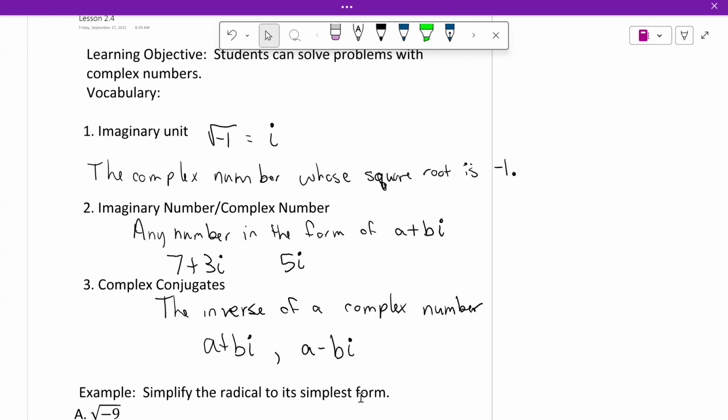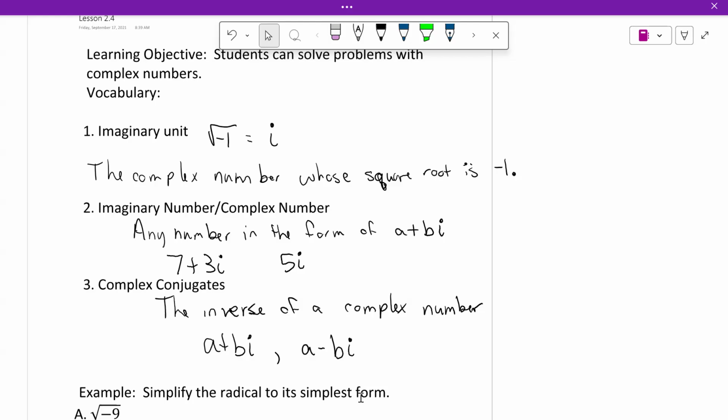So an imaginary number or complex number is any number in the form of a plus bi, like 7 plus 3i. Here's the real part, here's the imaginary part. It can be just written as 5i because you can have just the imaginary part. But that's still in the form of a plus bi because it's 0 plus 5i. Okay? Complex number. And complex conjugates are when you have a complex number and then the opposite sign of a complex number. They're the same, but they have a different sign in the middle.